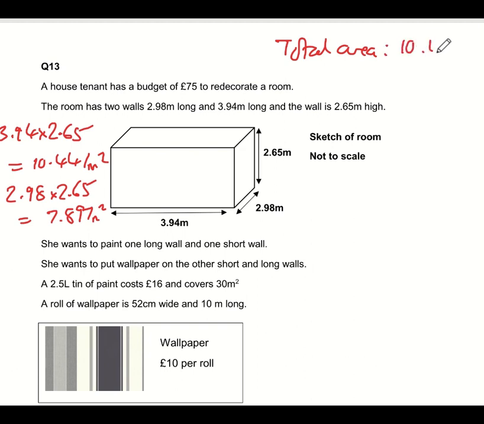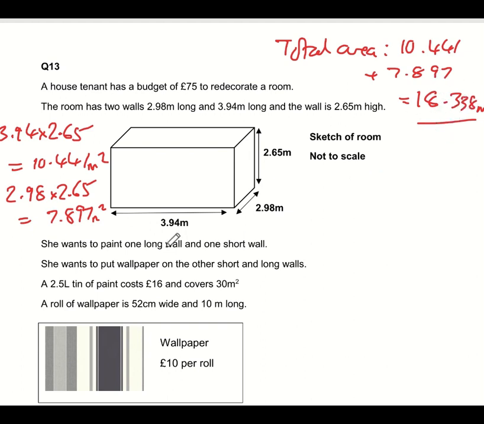So that's 10.441 plus 7.897. So the total area is 18.338 square meters. Well, actually, the total area is double that because there are two of these walls and two of these walls. However, one of each type of wall is painted and one of each type of wall is wallpapered. So I'm painting and separately I'm wallpapering this area here.